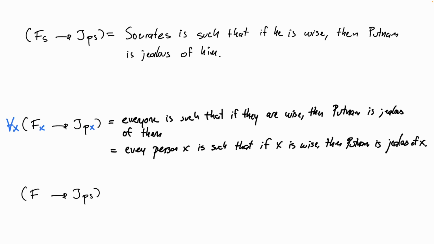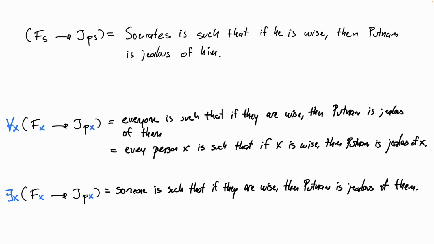If we instead existentially quantify on S, then that takes the condition being attributed to Socrates by if FS, then JPS, and says that it applies to at least one person. So it says that someone is such that if they are wise, then Putnam is jealous of them. Maybe Socrates, maybe Quine, maybe Russell, maybe someone else. The formula doesn't say, it just says that someone satisfies that condition. Or more formally, it says that there's some person X such that if X is wise, then Putnam is jealous of X.